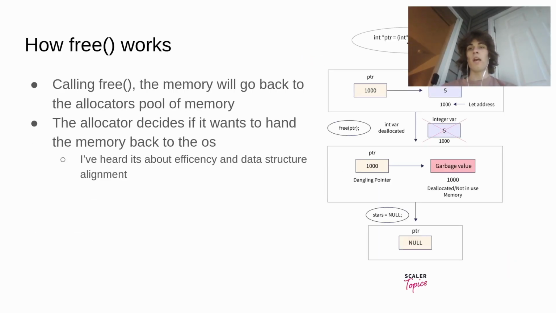So next up is how free works. By calling free, the memory will go back to the allocator's pool of memory. And once it's in the allocator's pool of memory, it's up to the allocator to decide whether it wants to hand the memory back to the operating system. This is about efficiency: if you ask for 64 bytes, you're probably going to want another 64 at some point. So it tries to hold on to that so it can just give it to you straight from the heap. I've also talked to someone who's way smarter than me, and he said it could also be something about data structure alignment. It might be worth looking into that if you are interested.